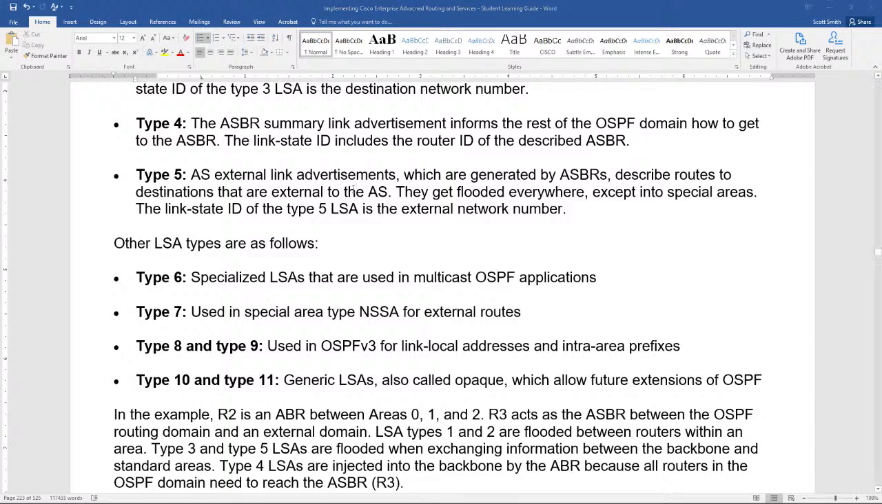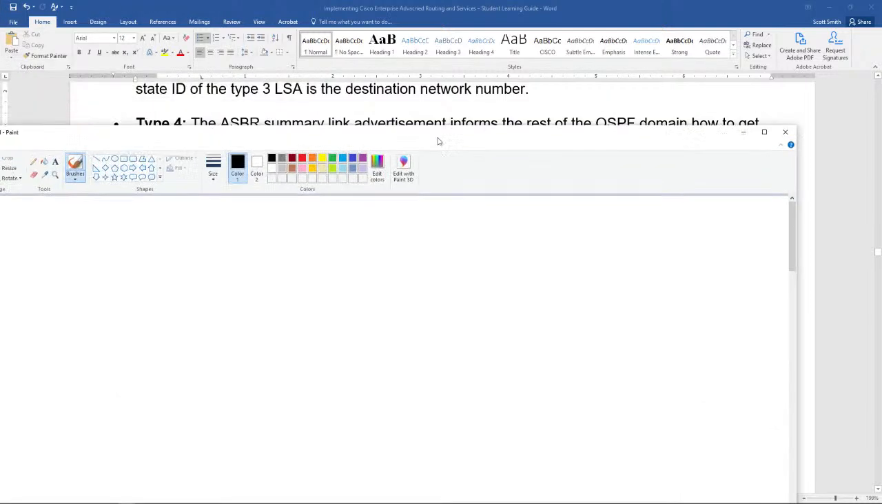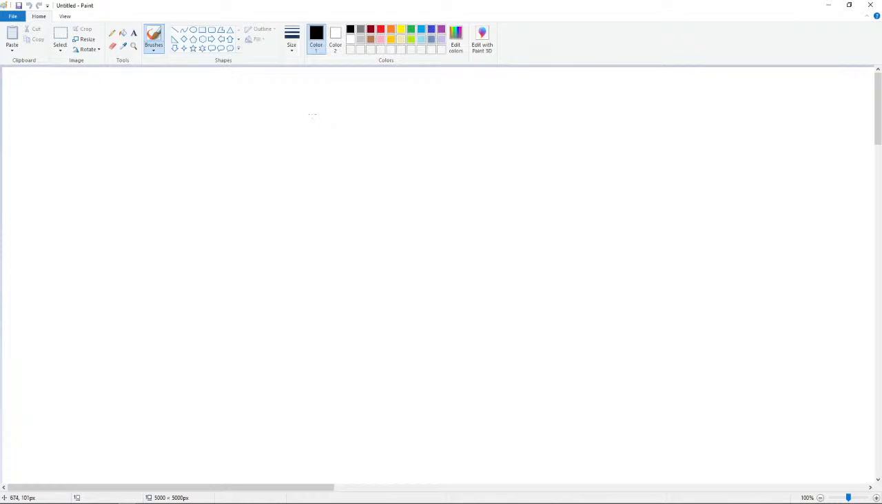But let me draw a diagram here, because I think it would be easier to understand what we're talking about in this particular case. Type 4 LSA can be a little bit confusing. So let's say, for example, I've got a router here, maybe.